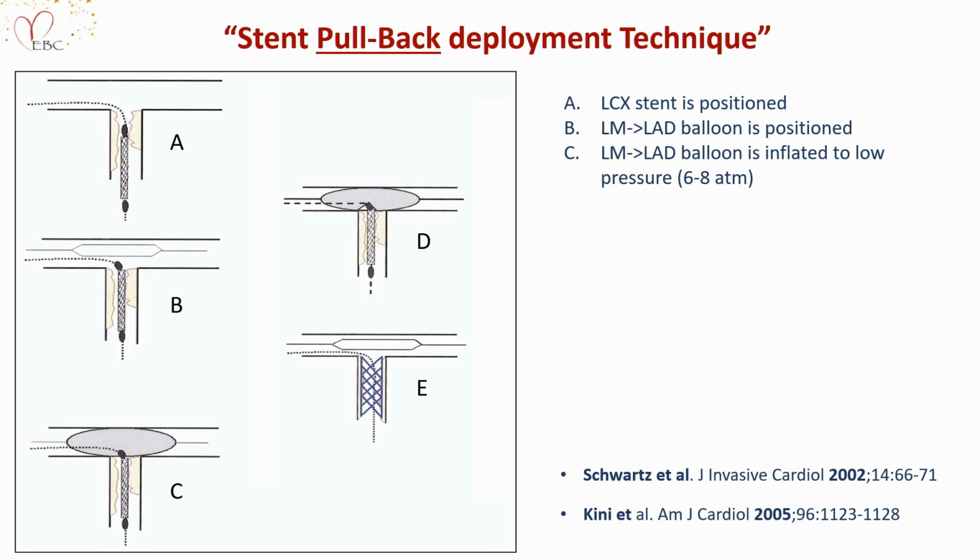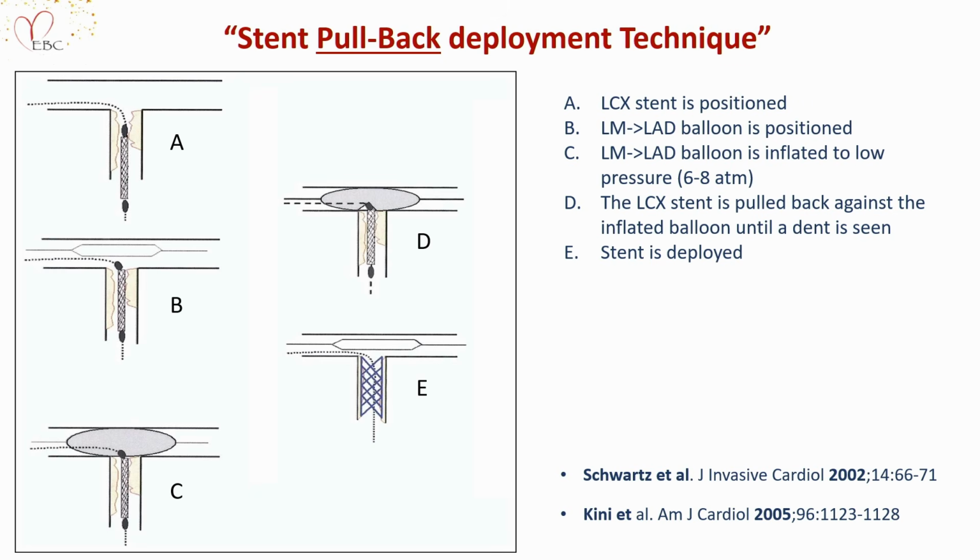Then you inflate your balloon, 6, 8. Now you can go to 2, 3, 4. Then in D, you pull against the inflated balloon, and you create a dent, and then you deploy your stent. This is the best technique to use, and I have always used this technique for ostial stenting because the angle in the left main is favorable for this technique.